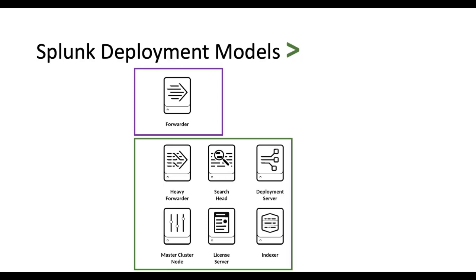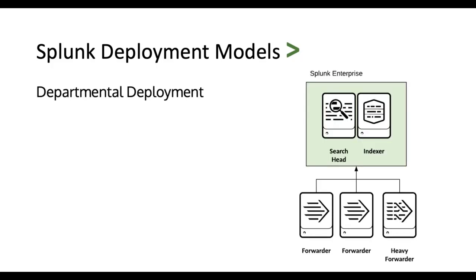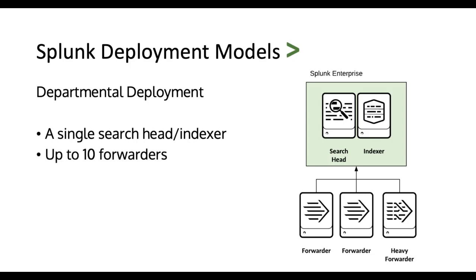So let's take a look at three deployment scenarios. The first one is a departmental deployment. For a departmental deployment, we have a single search head that also serves as an indexer. So this is one Splunk Enterprise installation. It can be installed on Windows or Linux or in the cloud. In this scenario, we have up to 10 forwarders, either universal or heavy forwarders, forwarding data into our combined Splunk search head indexer. And this is appropriate for up to 10 users.